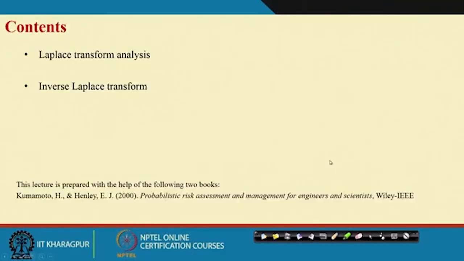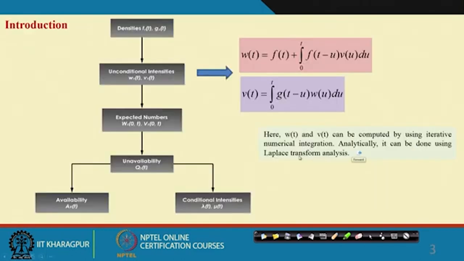So, we will discuss Laplace transform analysis and inverse Laplace transform with reference to this particular topic. What is this? That the parameters of the combined process will be computed. And we have again taken most of the material from our main book, Probabilistic Risk Assessment and Management, written by Kumamoto and Hanley. So, I repeat this diagram as well as the fundamental equations, because this is the crux of the matter for the combined process when we talk about the parameters and distributions of the combined process.